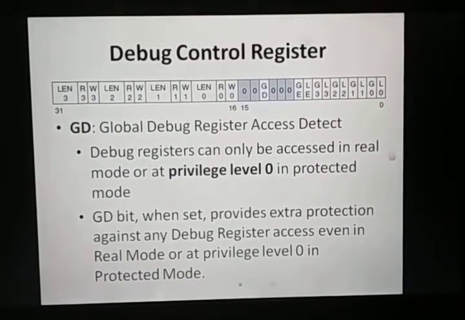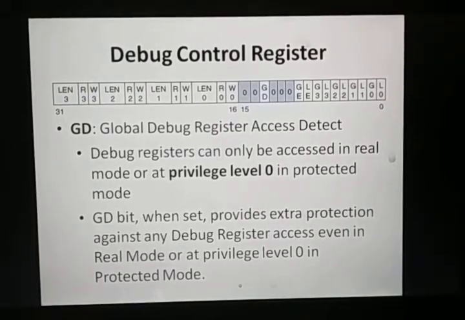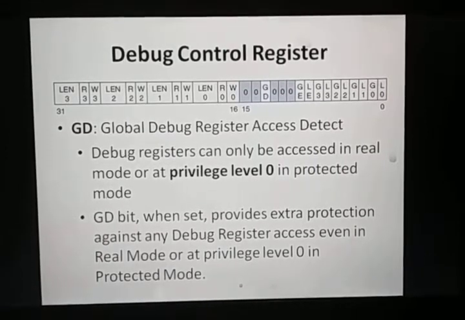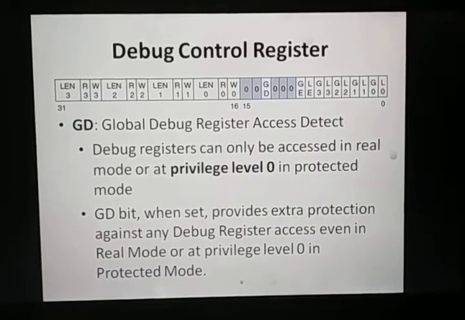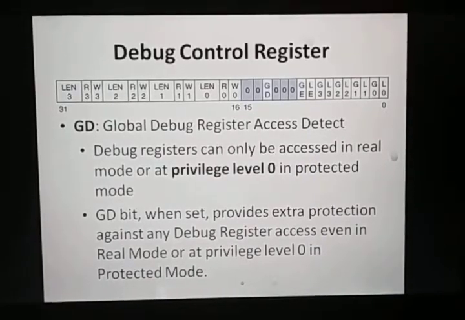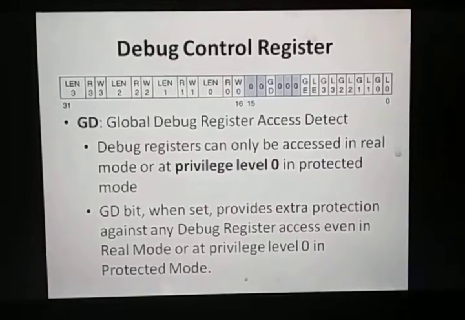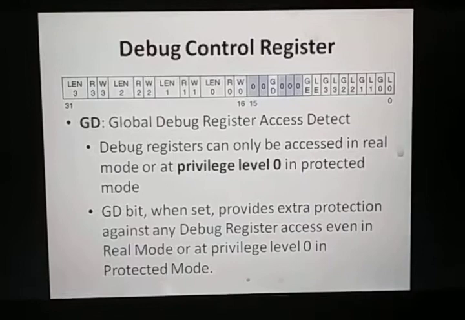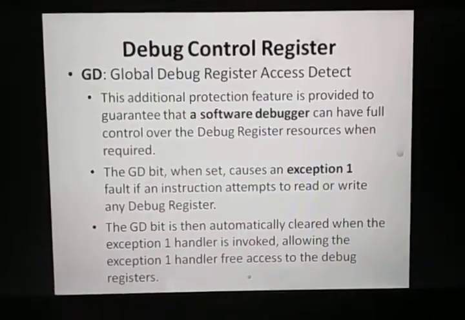The GD bit, if set, provides extra protection against any debug register access, even in real mode or at privilege level 0 in protected mode. Basically, we can access these debug registers in real mode or at the privilege level 0 condition, but for protection purposes we also use the GD bit. If the GD bit is set to 1, it provides extra protection for the debug registers.